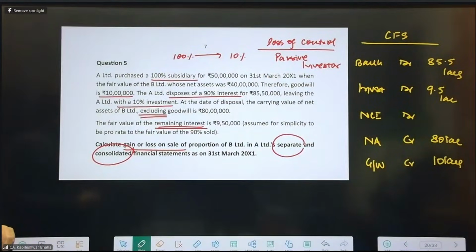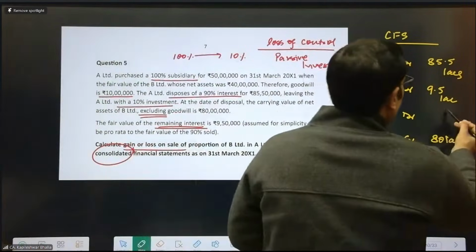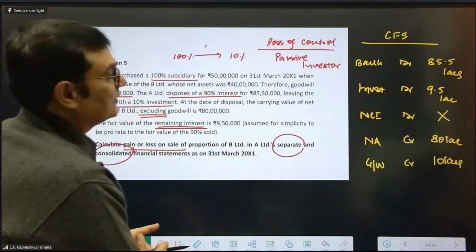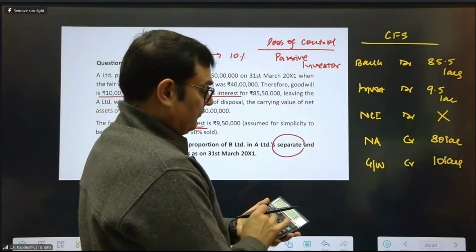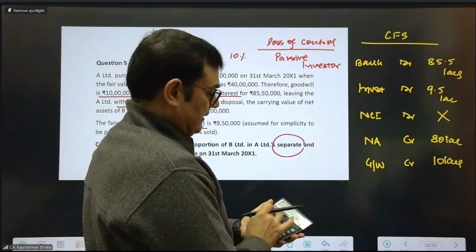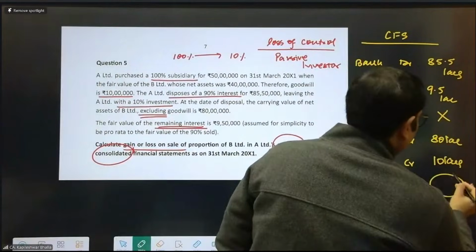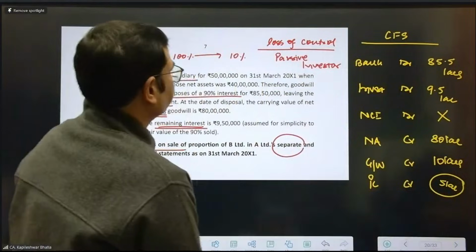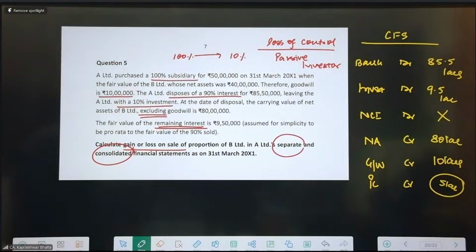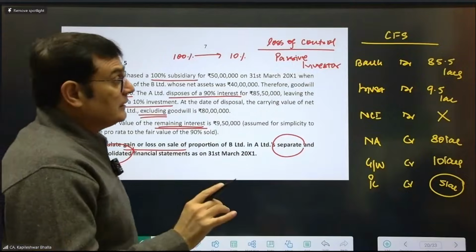And what about the NCI? Would you like to tell me what will be the NCI? Is there any NCI? It was a 100% subsidiary. So can I say if it was a 100% subsidiary, there was no NCI in the books? So let's see the balancing figure, gain or loss. 85.5, 9.5. So I think there is a balancing figure of 5 lakhs that will be taken in the profit and loss. Well, so this is done. This is on the consolidated financials.